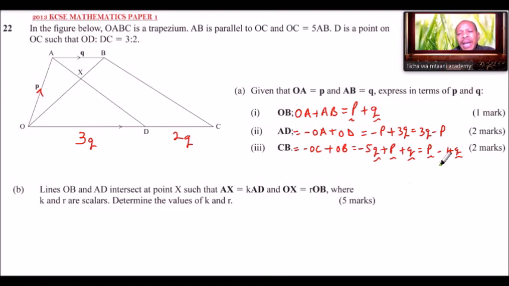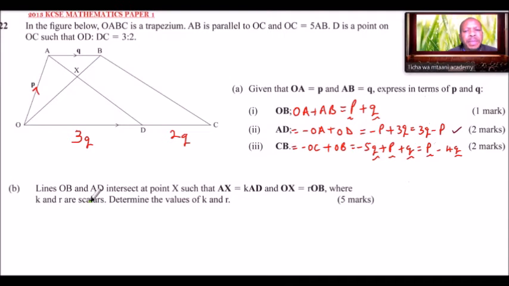So that's how, and then you make sure that when you are answering this kind of question, this part is very important, because if you don't get the correct expressions here, you are not likely to work out part B properly, and they are normally like that. Part B of this question, we are told lines OB and AD intersect at X. So this is our OB and this is our AD, they intersect at X, such that AX is equal to KAD and OX is equal to ROB, where K and R are scalars or constants in that case. Determine the values of K and R.